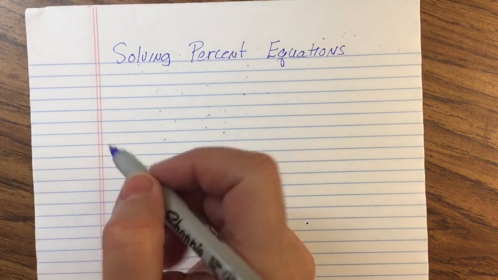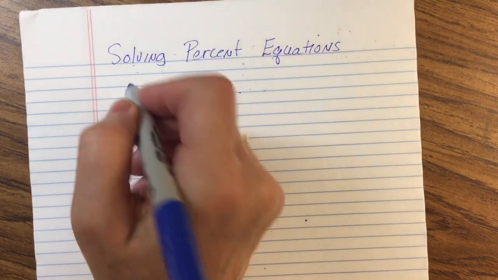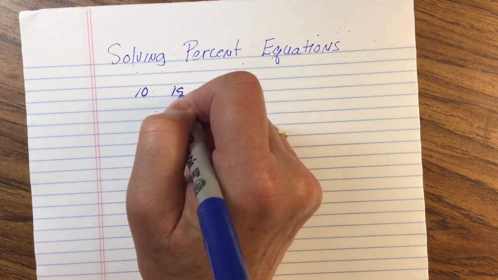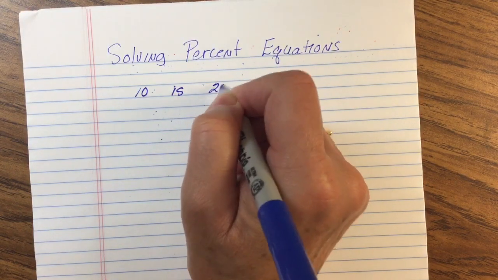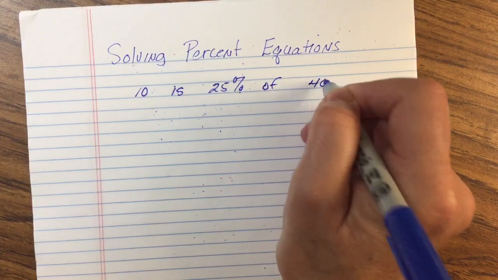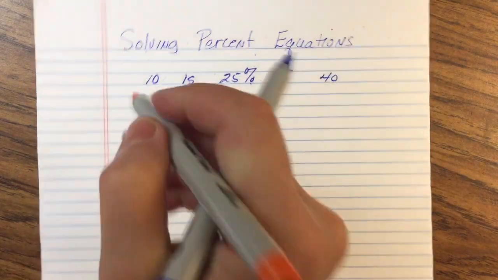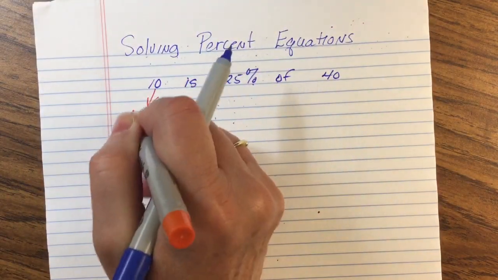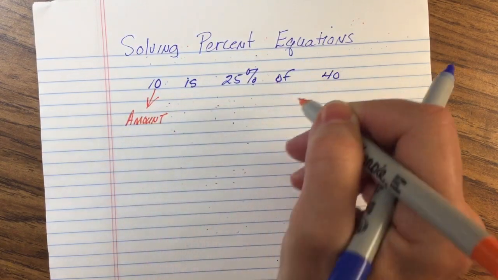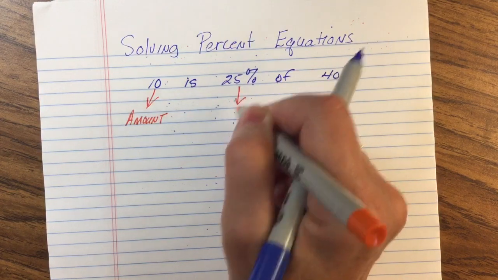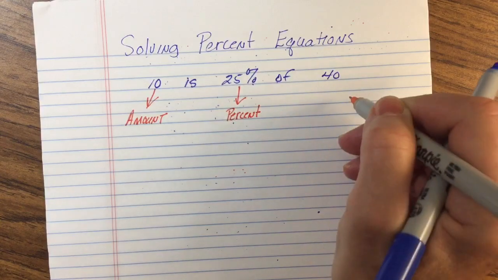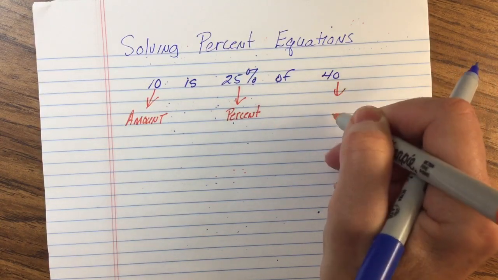Today we're going to look at solving percent equations. Here's an example of a percent statement. 10 is 25% of 40. In this statement, 10 is called the amount, 25 is the percent, 40 is called the base.